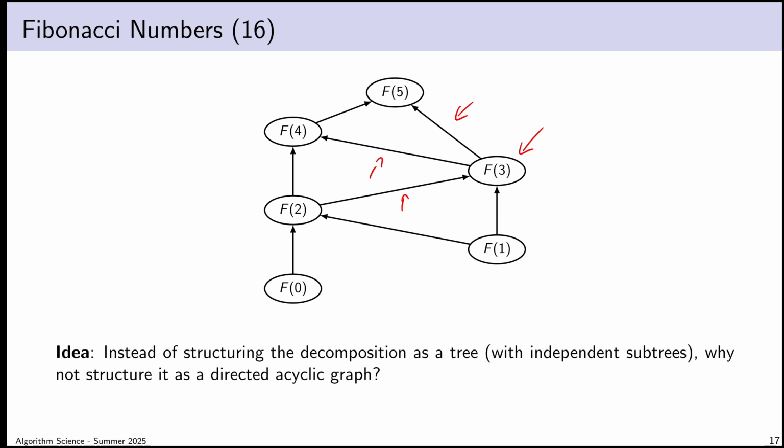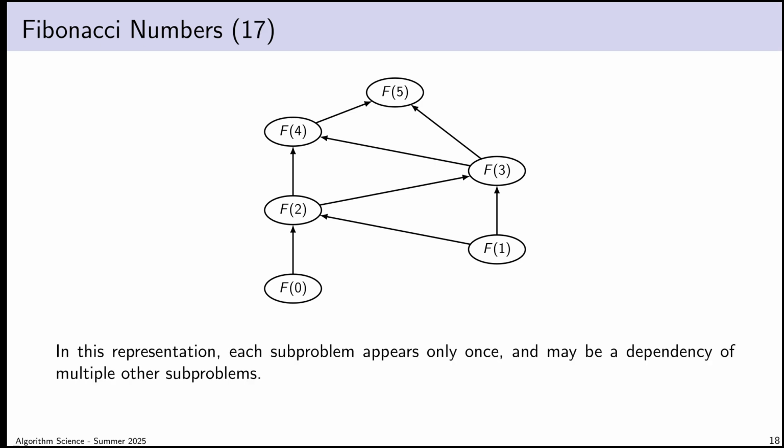And so the key thing here is that I haven't written any code yet. I haven't actually created an algorithm. What I'm trying to do is understand my problem. I'm just trying to model the problem in a way that leads me to an efficient implementation. And so in this representation, where I use a graph instead of a tree, each subproblem occurs only once and may be a dependency of multiple other subproblems.